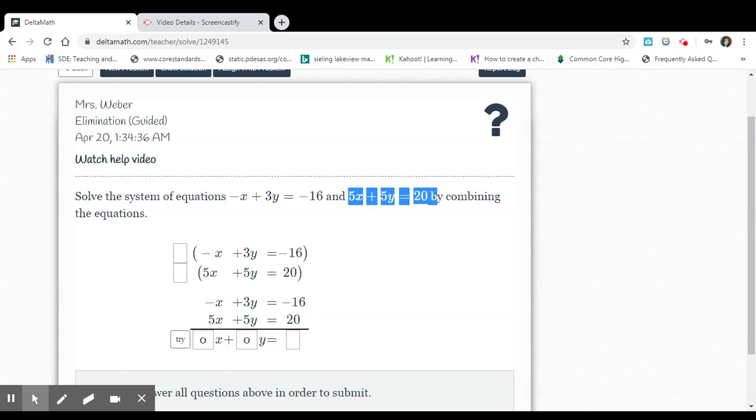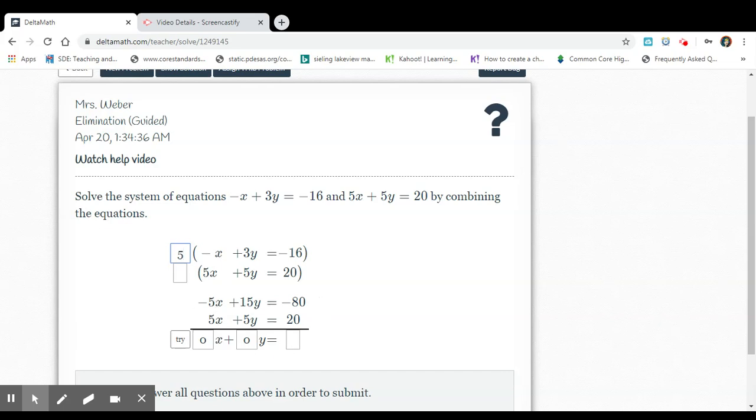So the first thing I'm going to ask you is, which one do you think we should eliminate? The x's or the y's? And I hope you're saying the x's, because if we multiply the top row by 5, that would make this term negative 5x, and then your x's would cancel out. So that's what we're going to do. We're going to go into the box. I just click it with my mouse. I put 5. Now watch how the bottom row has changed, and it did it automatically, which is great.